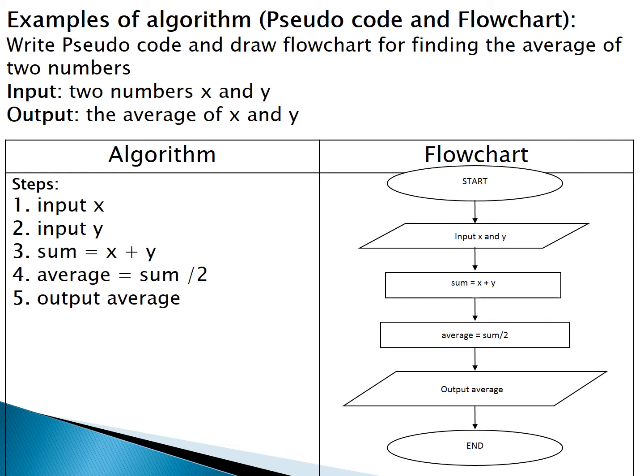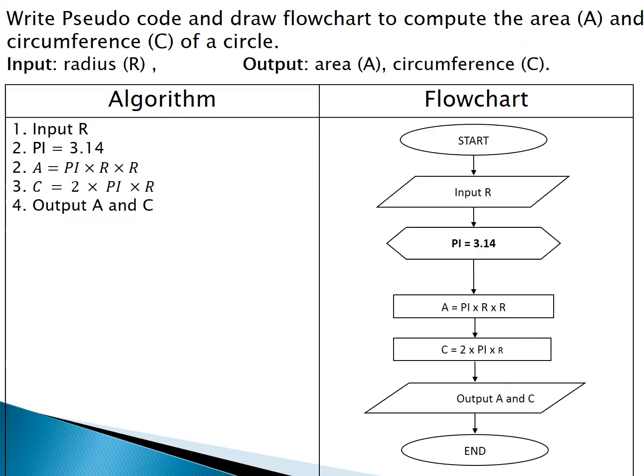When we come towards the flowchart, my dear, see here, in the flowchart we put the symbol called start. After that, input. In the input symbol, we are inputting two numbers, input x and y. Then the process symbol. In the process symbol, we are going to find sum equal to x plus y. Average is equal to sum by 2. Output average, then end.